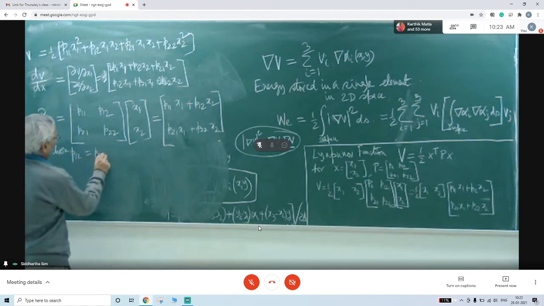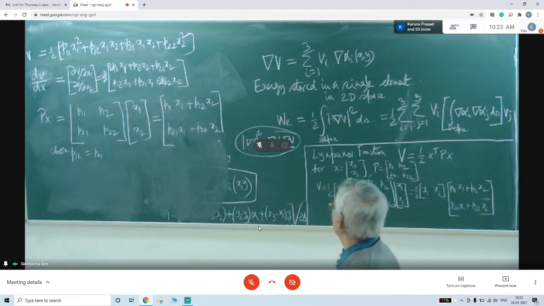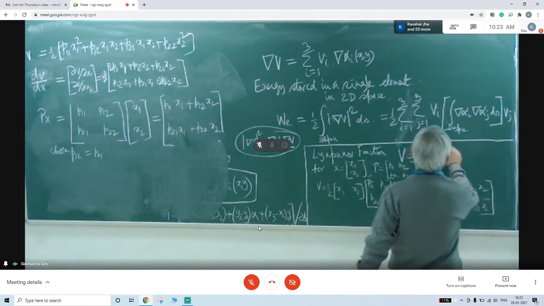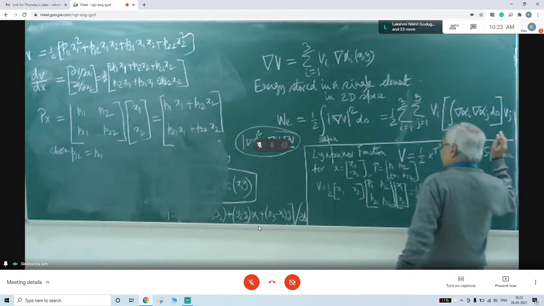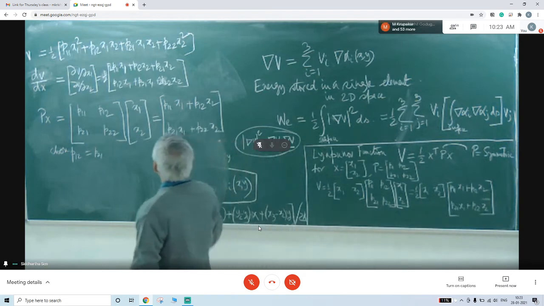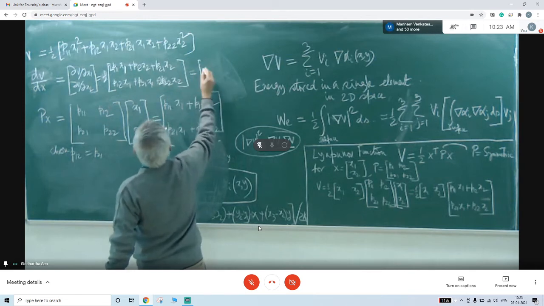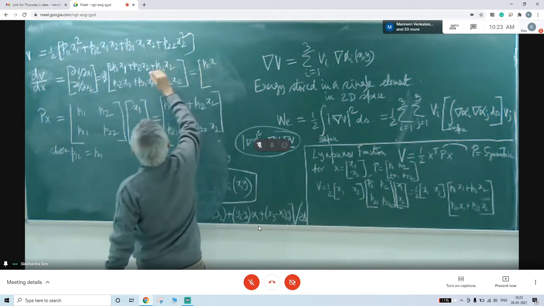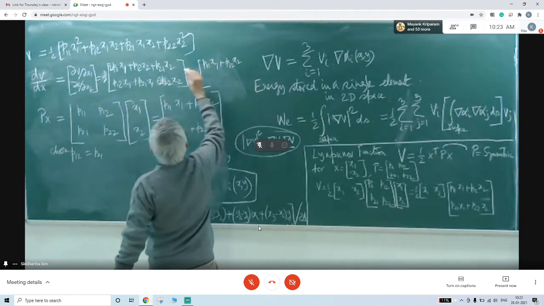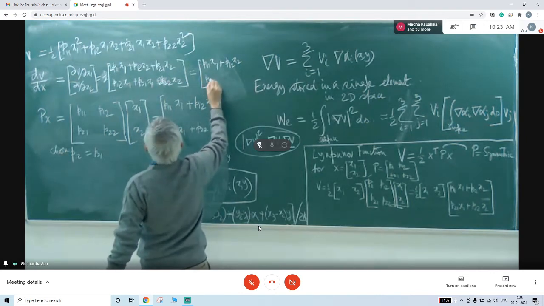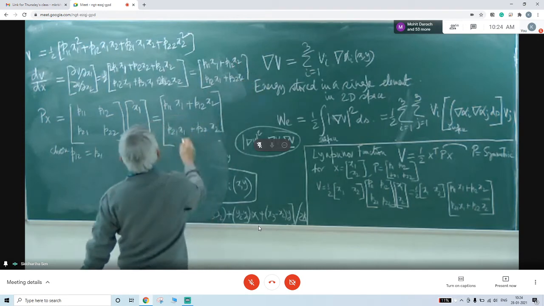P12 is equal to P21. We choose P12 is equal to P21. That means P is a symmetric matrix. We know that P is symmetric. So in that case, what will happen? This will be equal to P11 x1 plus P12 x2, and here also P12 x1 plus P22 x2. So we get the same thing.